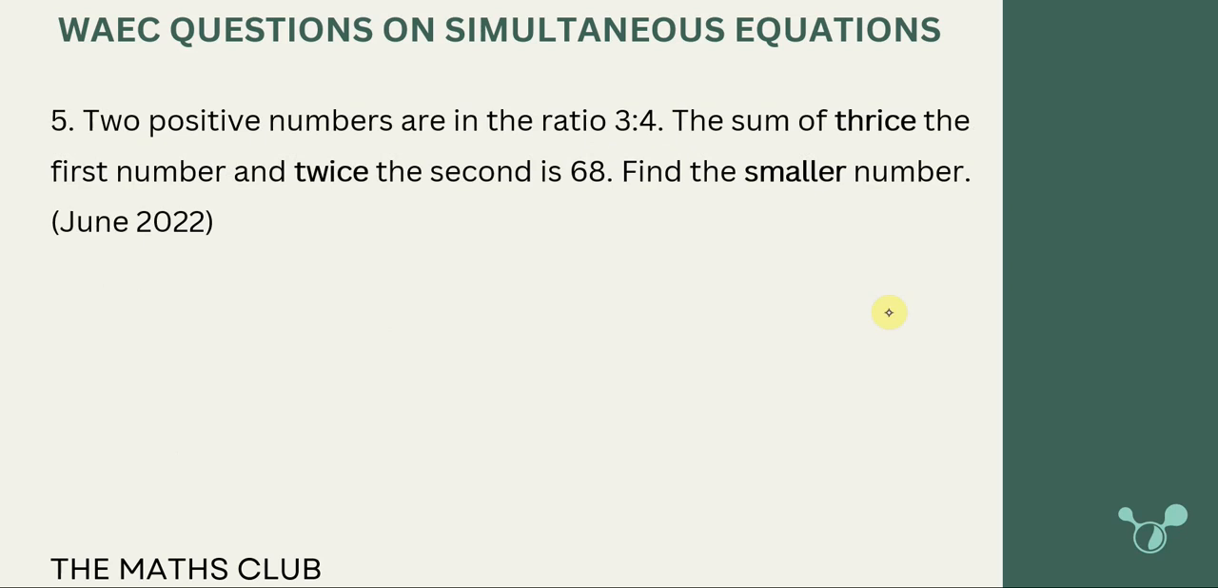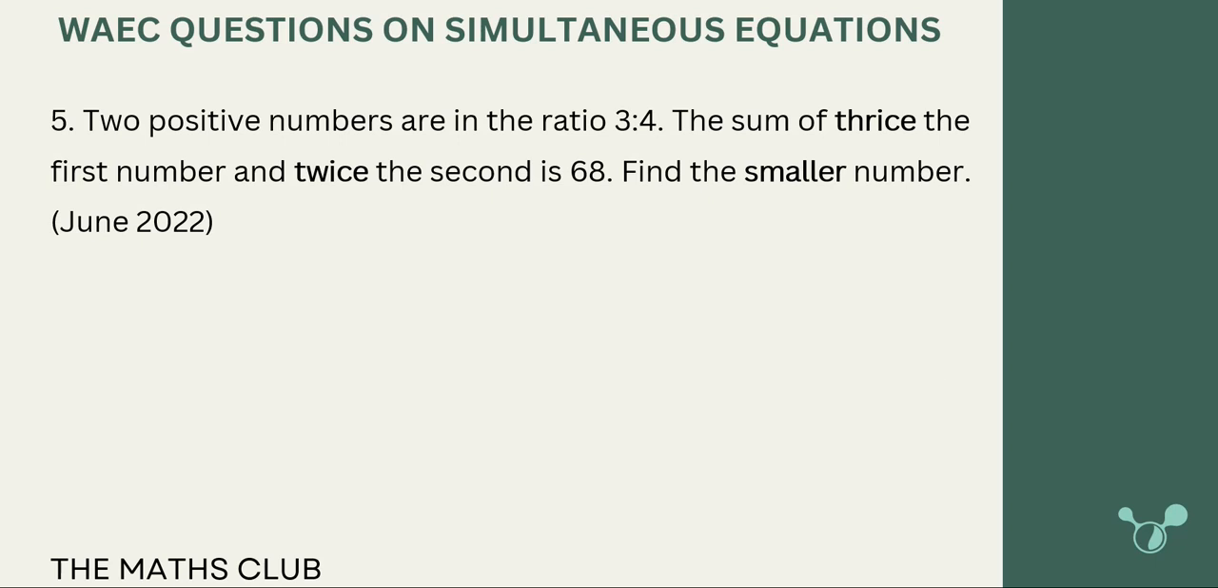Number 5 says that two positive numbers are in the ratio 3 to 4. The sum of thrice the first number and twice the second number is 68. We should find the smaller number. I want you to pause the video and try this out yourself.